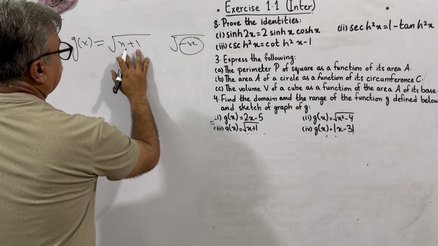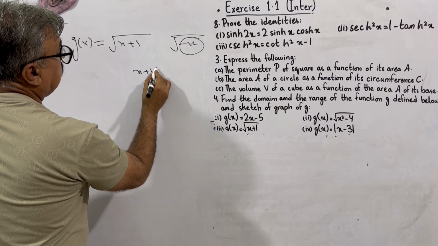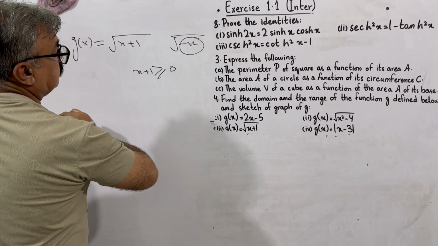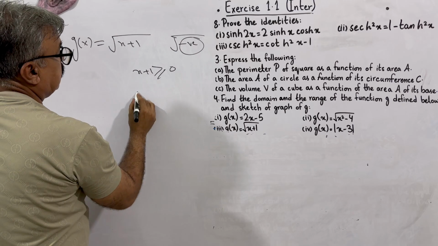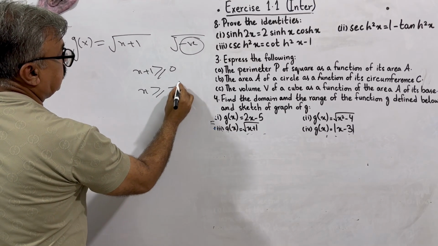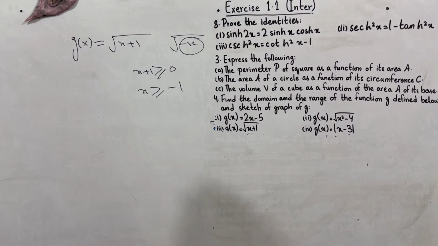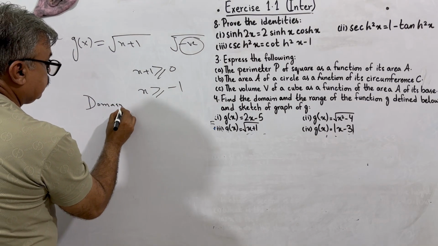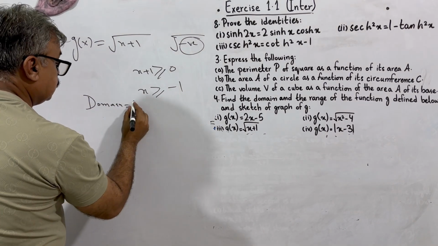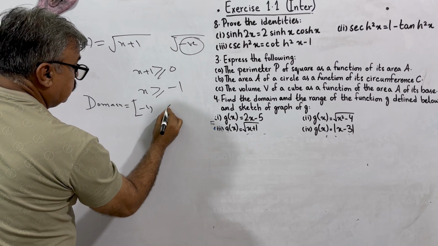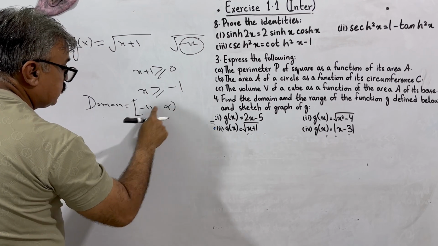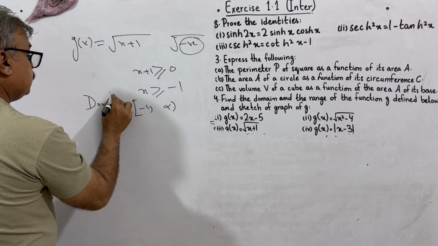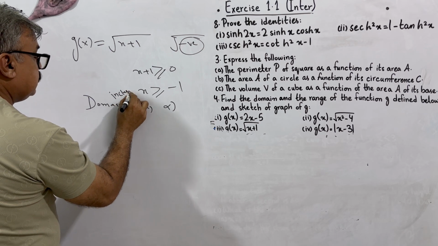So how to deal with this one? X plus 1 is greater than or equal to 0. It must be positive or 0. Or x is greater than or equal to minus 1. So our domain in that case is going to be from minus 1 to positive infinity. Minus 1 is inclusive.